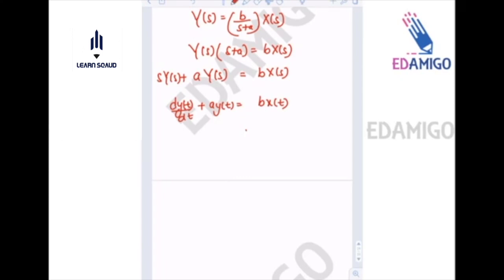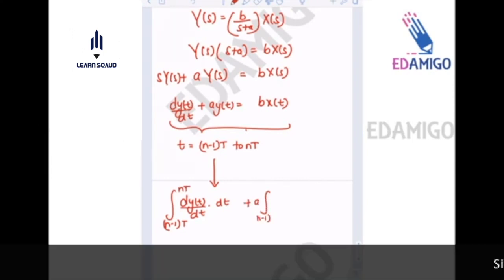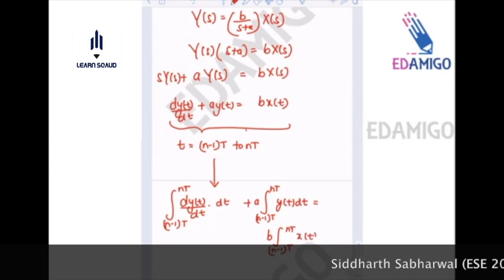Now if we integrate this equation over the time axis on the limits t equals (n minus 1)T to nT, then the equation will become the integral of dy(t)/dt dt from (n minus 1)T to nT, plus A times the integral of y(t) dt from (n minus 1)T to nT, is equal to B times the integral of x(t) dt from (n minus 1)T to nT.